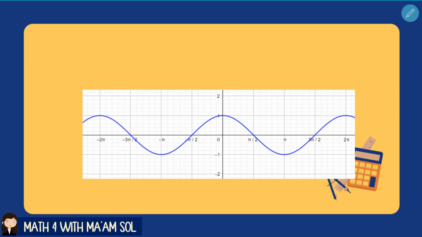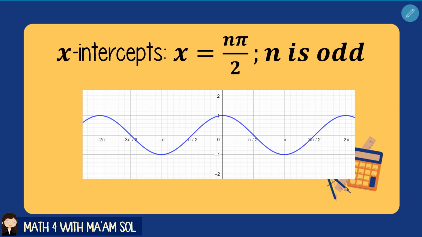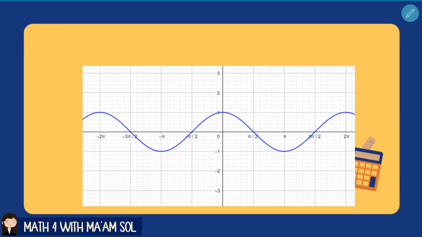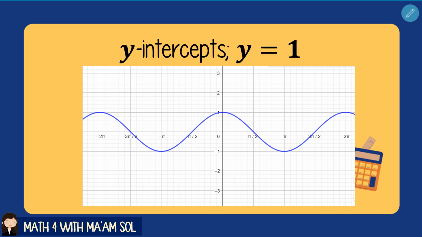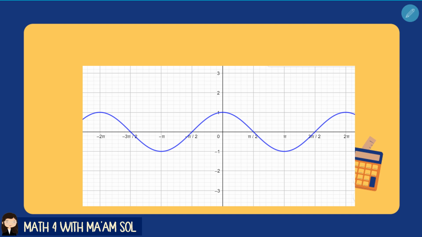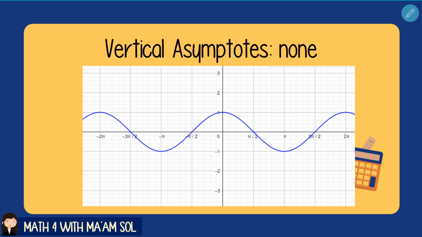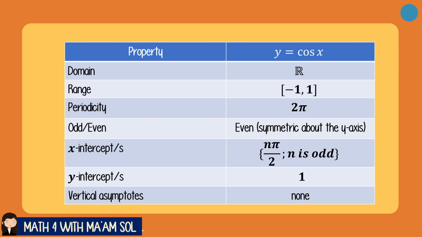Let us also determine its x-intercepts. We see that the graph crosses the x-axis for every odd multiple of pi over 2, meaning when x is equal to pi over 2, 3 pi over 2, 5 pi over 2, and so on, as well as their negative counterparts, the value of f of x is 0. We would also like to determine its y-intercept, and we see that it crosses the y-axis only when y is equal to 1. Thus, its y-intercept is 1. Similar to the sine function, the cosine function also doesn't have any vertical asymptotes. We also summarize the properties of the cosine function in one table.